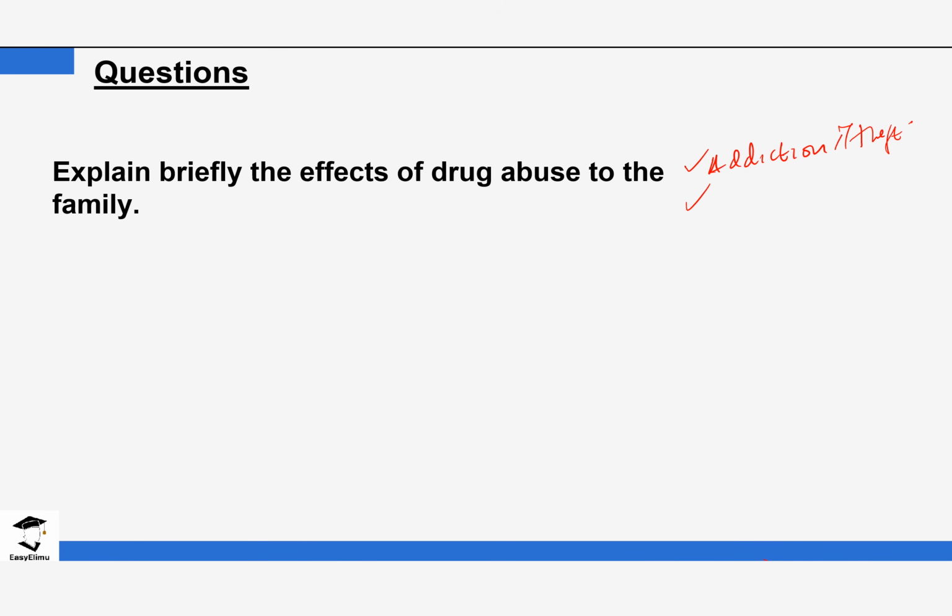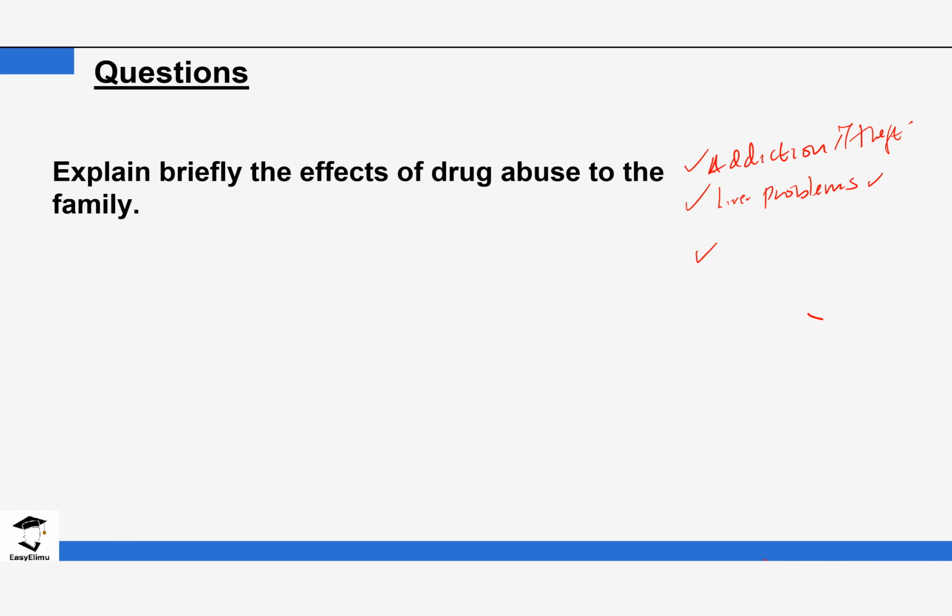And then let's say, for example, people have liver problems. If there's liver problems, it means there's a lot of money that is going to be spent on hospitals. So this might also strain the family in terms of where they're going to get resources to take this person to the hospital. If you have issues with mental disorders and hallucination, this may also affect the family in terms of being able to cater for that person. So there are so many things that can affect the family.